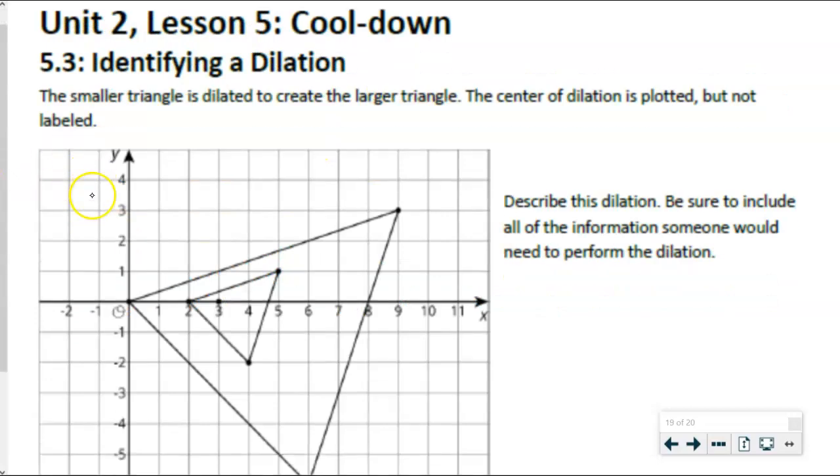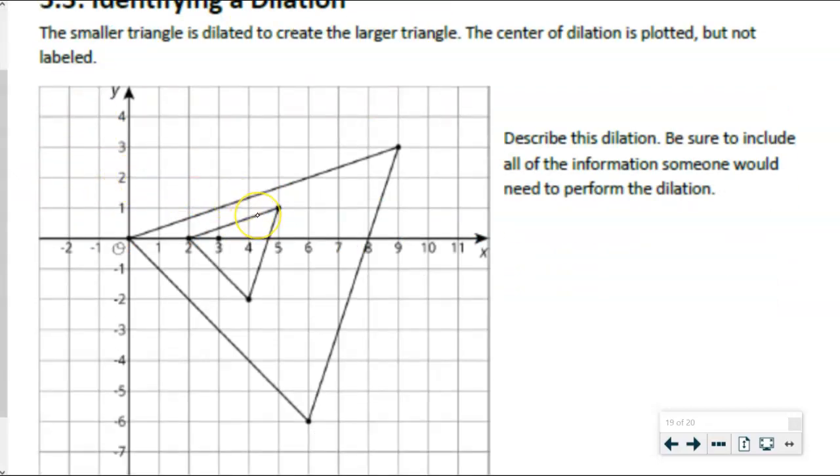Here is the cooldown. It tells us that the smaller triangle was created from the larger triangle. I'm sorry, the smaller triangle was the original. It was dilated to create the larger triangle. The center of dilation is plotted, but it is not labeled. So we can see there's an extra point here that's plotted. It's not labeled. That is the center of dilation. Describe the dilation. So remember, when we describe the dilation, even though we probably ought to describe all of the points, I just want to focus on the pieces that we normally need, which is, where is the center of dilation, and what is the scale factor?